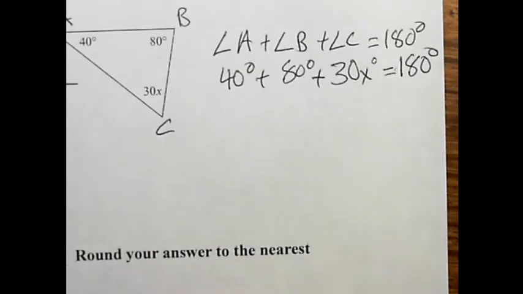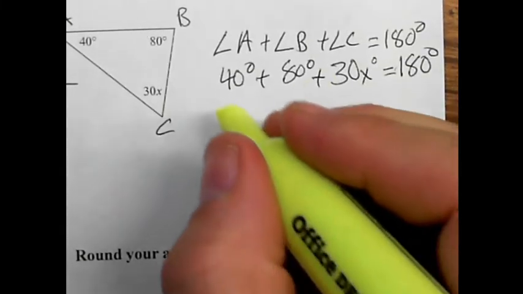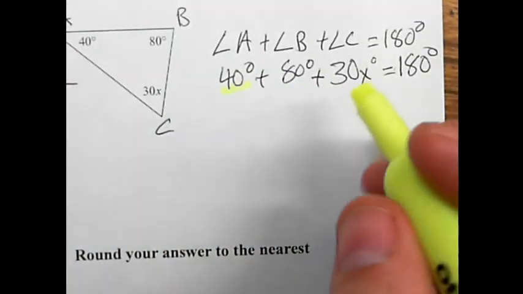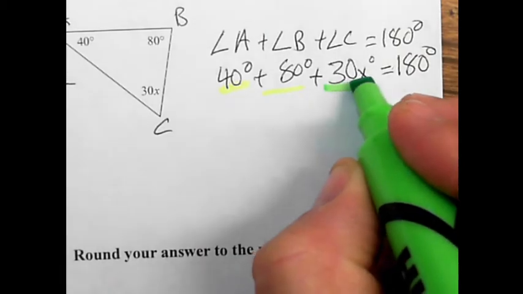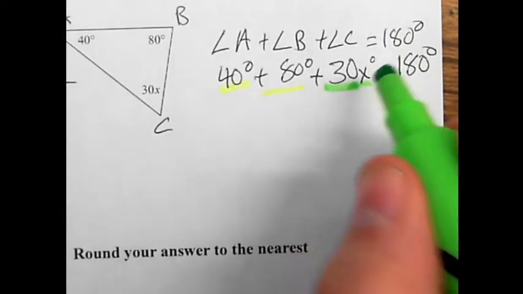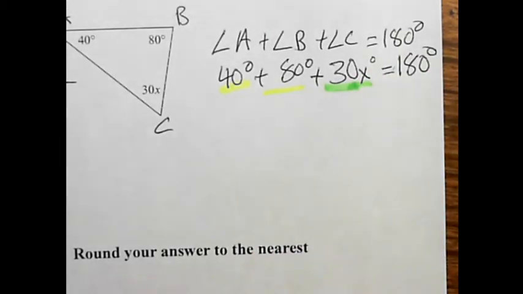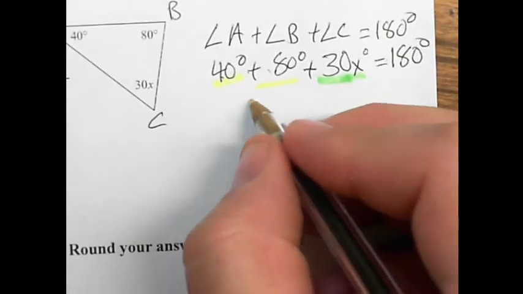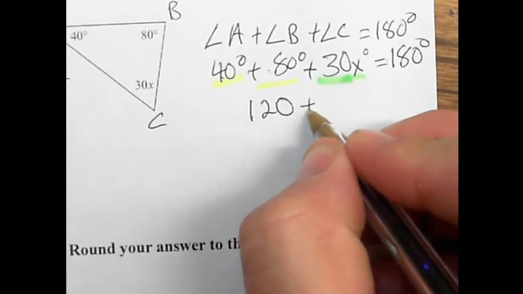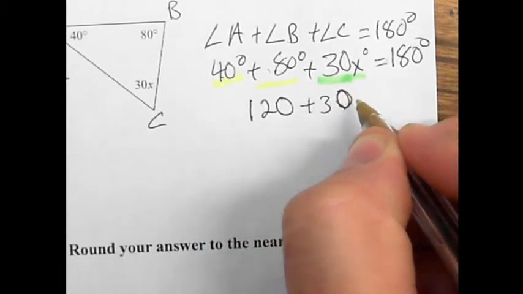All right, we're going to combine like terms. So what are like terms? This is a constant, does not have a variable. This is a constant, does not have a variable. This has a variable. The variables can't be combined with the constants. They're not like terms. So 40 plus 80 is 120. And then 30x just stays by its lonesome.